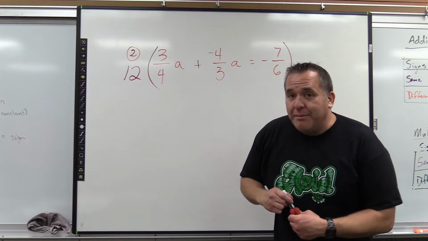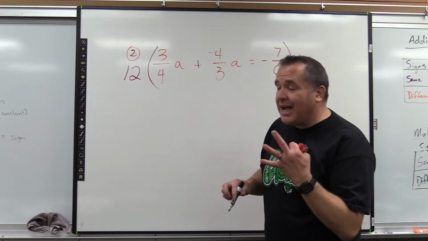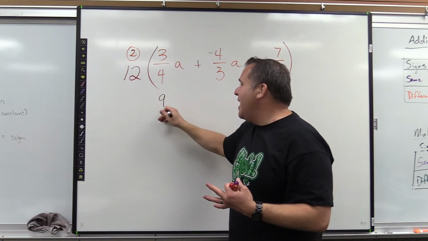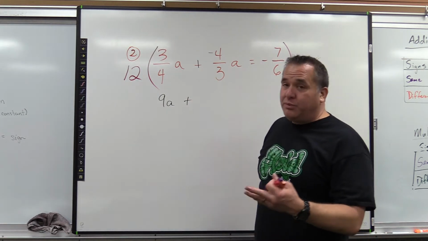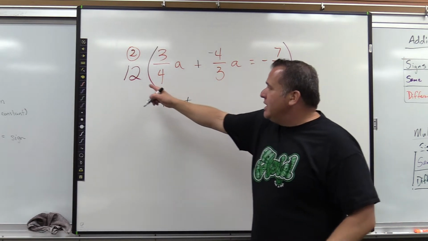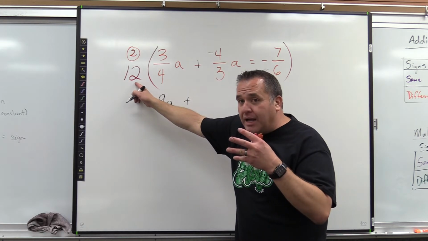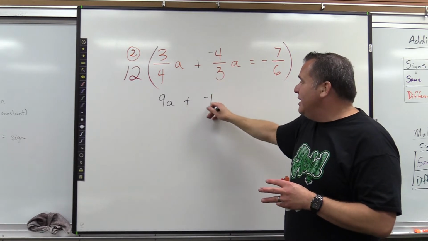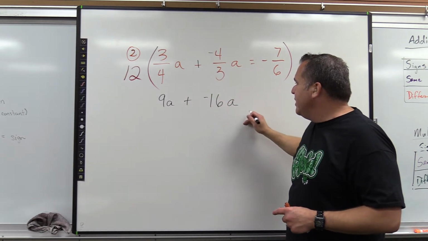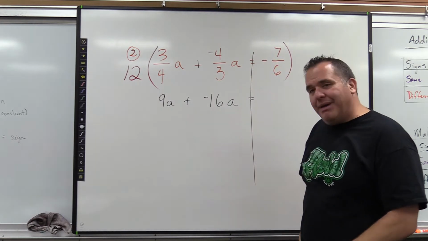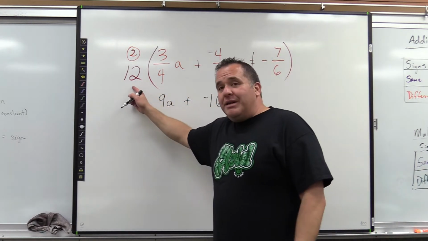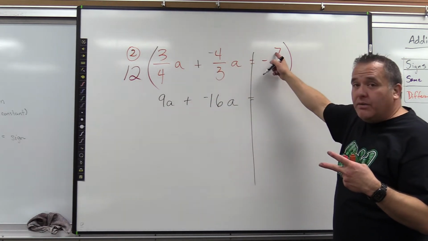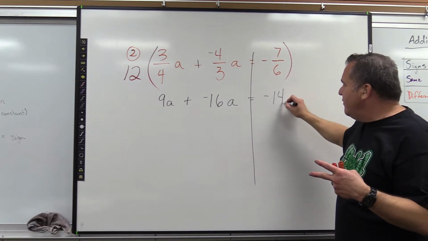4 goes into 12 how many times? 3 times. 4 goes into 12 3 times. And 3 times 3 is 9. So it's going to be 9a plus. Notice we got the plus. We're going to bring it down. 3 goes into 12 how many times? 4 times. And 4 times -4, boy, that's a toughie. 4 times -4 is going to be -16. And don't forget that a. And that's all going to equal, forgot my line again. 6 goes into 12 how many times? 2. And then 2 times -7, because don't forget that negative, 2 times -7 is going to be -14.